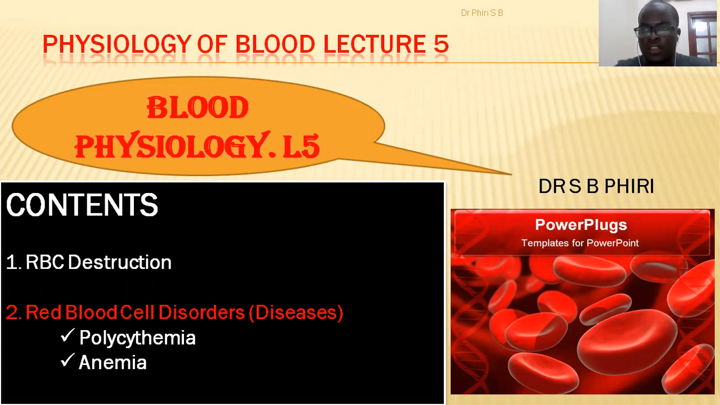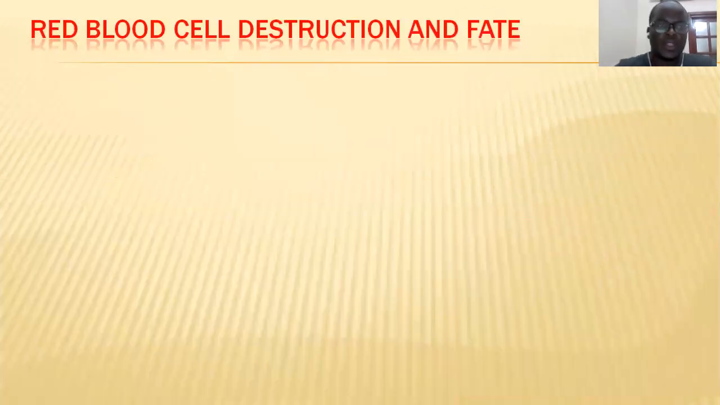For the sake of this video, I'm going to split it into two parts so that it becomes a short video. In the first part of the video, we're going to discuss red blood cell destruction, and we're also going to look at polycythemia. In the last part of the video, we're going to discuss different types of anemia. So let's start with red blood cell destruction and the fate of red blood cells.